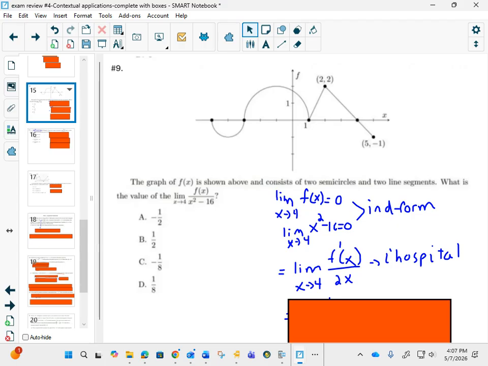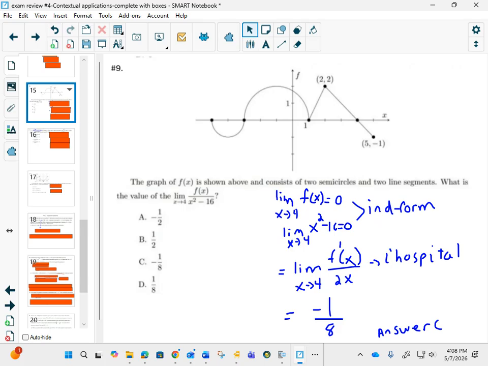Now when I plug things in, the bottom is 8. So I can't use L'Hopital's rule again. Can I find f prime of 4? It quite often happens on these questions that you don't know how to take the derivative of this squiggly graph, but they often give you a straight line segment because you can figure out the slope of that line segment. All a derivative is the slope of a tangent, and anytime you have a straight line, it's just the slope of that straight line. That straight line slope is -1. So our answer will be C.